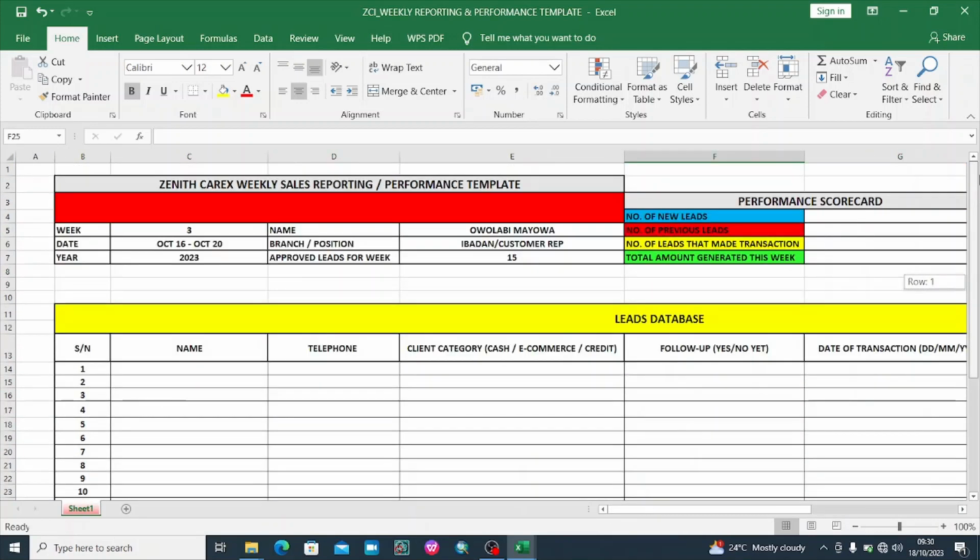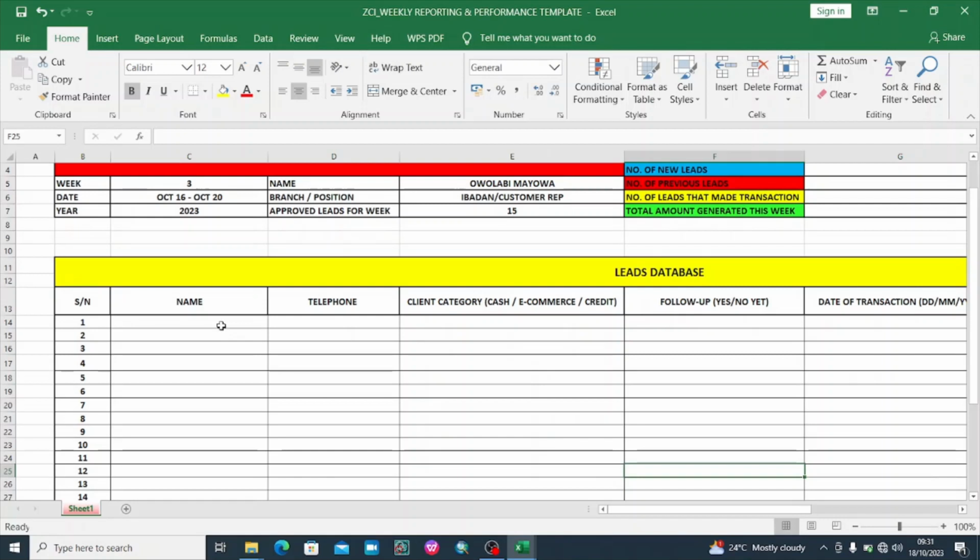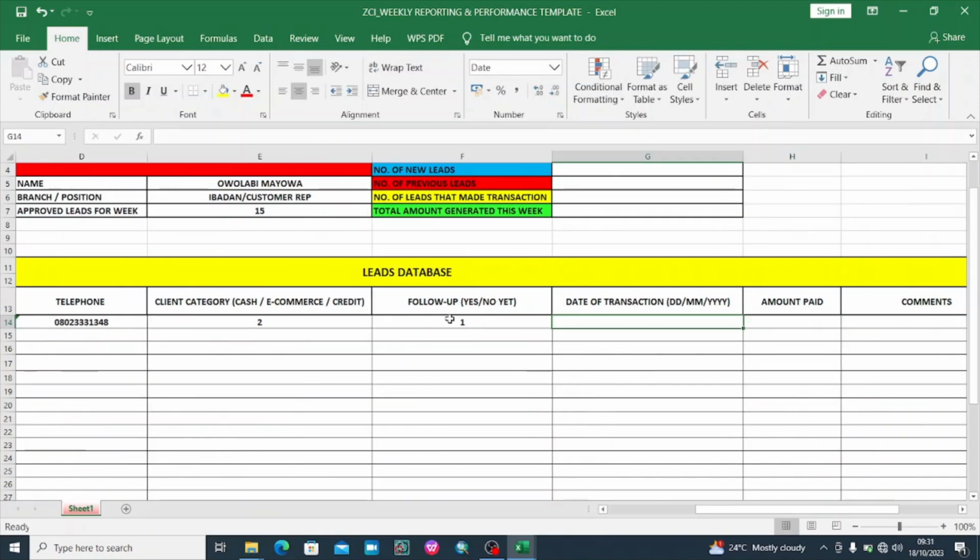So let me illustrate. Let me say the first. I'm going to do 2 data. I will input 2 rows. Mr. Tade. The telephone number 080233331. Now the client category. This person is an e-commerce client, so 2. Follow up: yes, I've done follow up with the person. I actually visited the person and I called the person too.